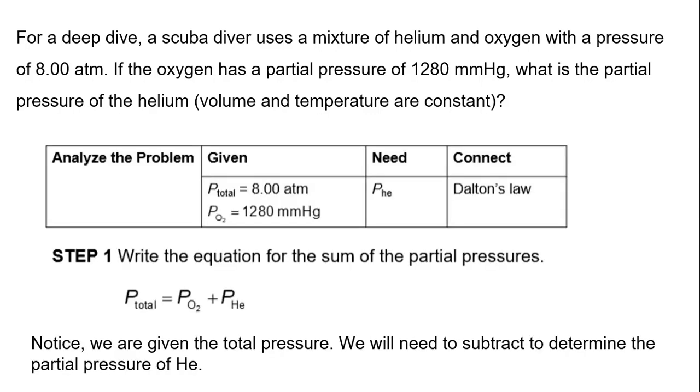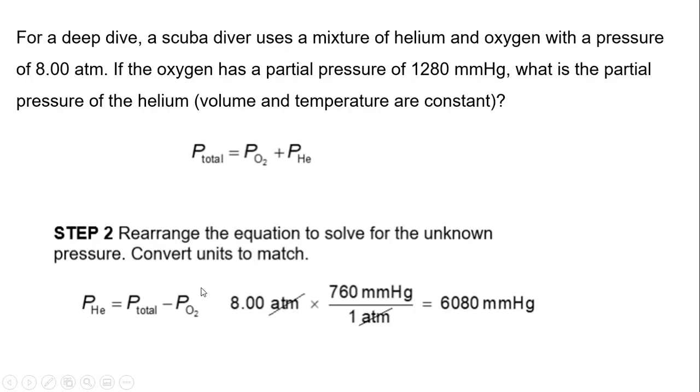So we're going to set this problem up the same way we did, but we're given the partial pressure of oxygen and we're given the total. We need to solve for helium. But before we can do that, we actually have to convert again. So we convert the 8 atm to millimeters mercury. So this gives us our total that will be substituted in this problem. So here's the problem up here, and we're going to substitute this in.